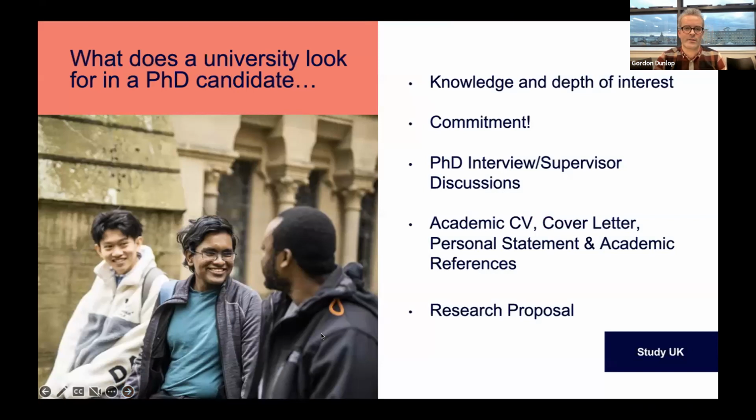Okay, so what does a university look for in a PhD candidate? This is a very important one to ask yourselves before applying for a PhD. You really need to be able to display these first 3 points. So the knowledge and the depth of interest in your PhD subject matter. The academic credentials that we see further down the slide here, things like your academic CV, your personal statement, and your cover letter. Selectors or potential supervisors will want to know that you have the academic credentials.